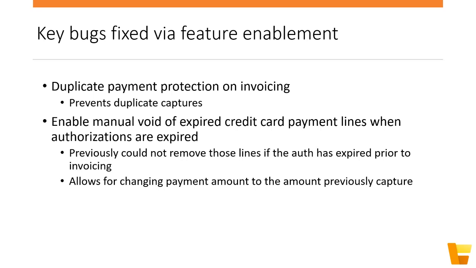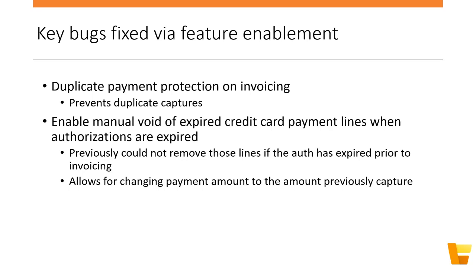The first one is duplicate payment protection on invoicing, pretty much exactly like it says. We added a bit better logic to make sure that if there's a problem when you're invoicing in the back office, we don't try to create another payment capture. Then there's manual void of expired credit card payment lines when authorizations are expired. That's the actual feature name, and again, it's pretty explanatory.